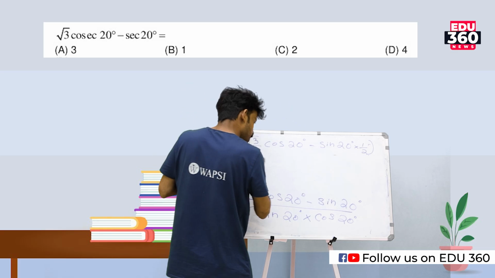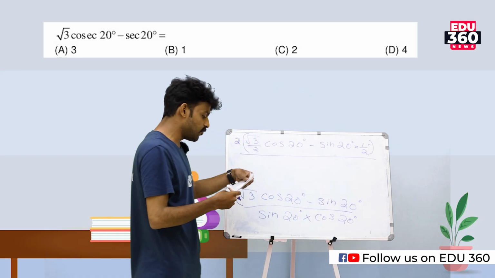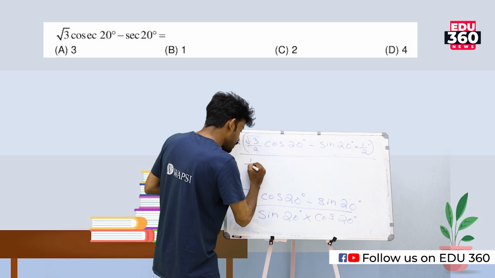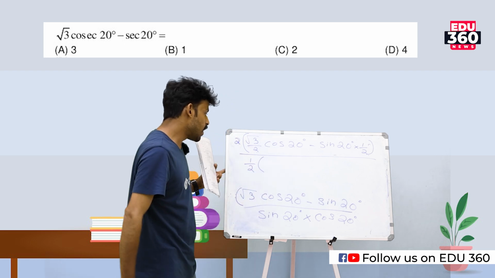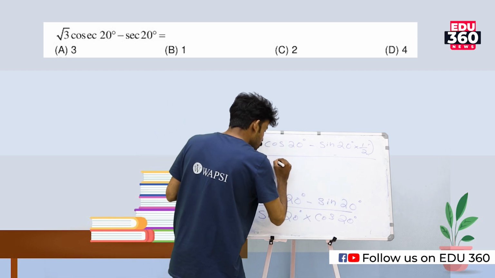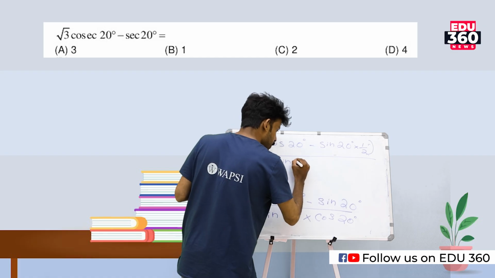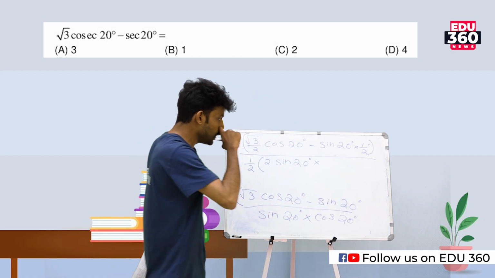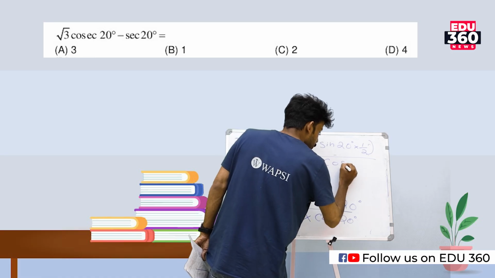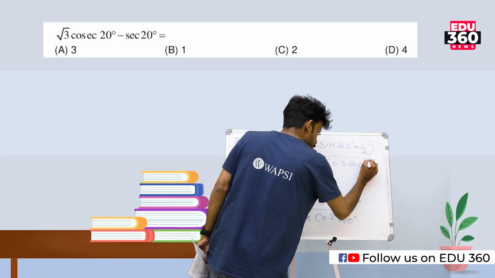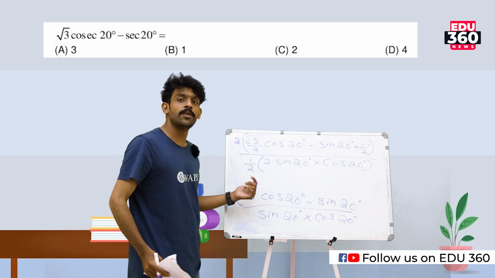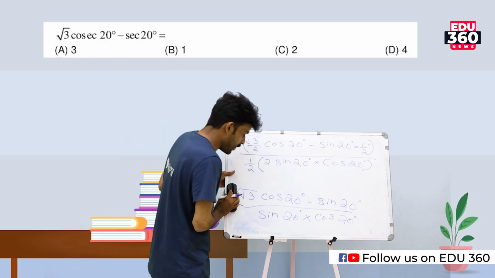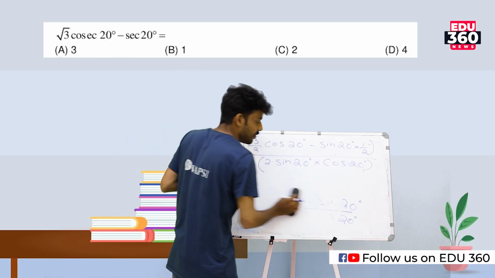The same method is used in the denominator. So the same method means you can see 1 by 2, it's going to divide, 1 by 2 into 2 sine 20 degree into 2 sine 20 degree into cos 20 degree. Just look at here. So 2 by 2, the net effect is cancelled. In the next step, we can write this.